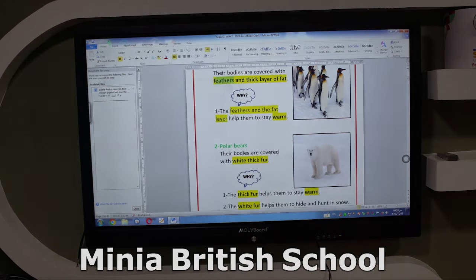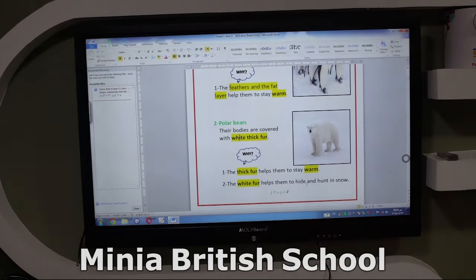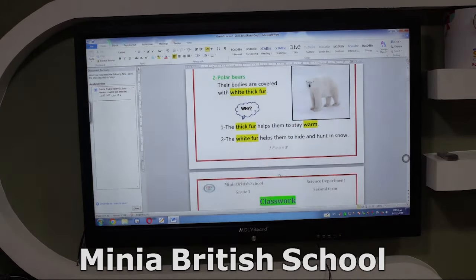What about the polar bear? The polar bear is covered with white, thick fur. Why is the color of the fur white? To hide and hunt in the white snow. And why is the fur thick? To help the polar bear to feel warm in the cold weather. So as I told you, it's white to help the polar bear to hide and hunt in snow, and it's thick to help the polar bear to stay warm.